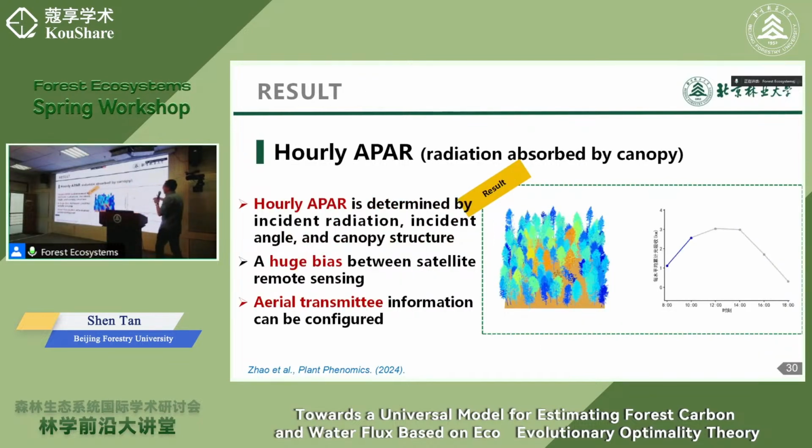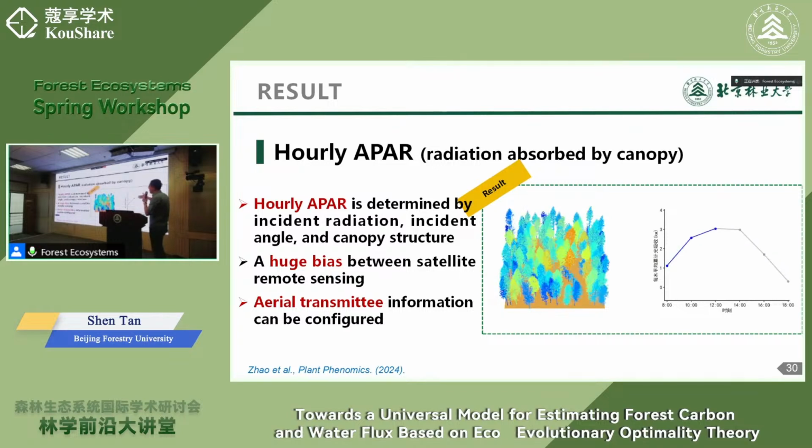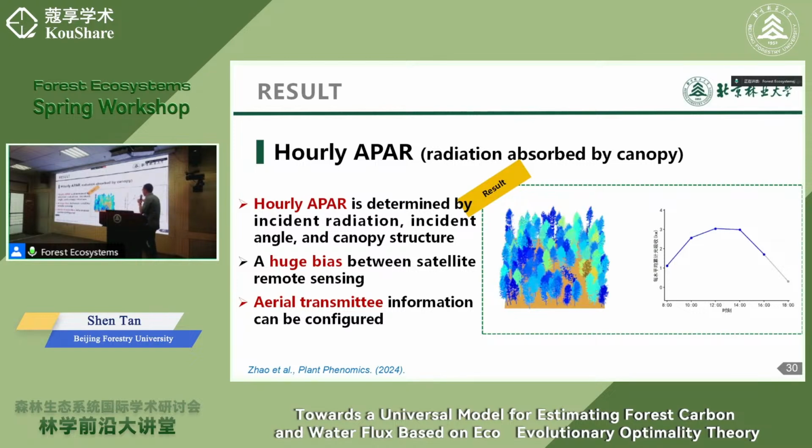And you can see this flash because we can set the incidence angle at different time steps here. Here is the time step, and then the energy absorbed by each single tree can be simulated by this model, and we can estimate the hourly energy absorbed and even minutely. But this is not useful in the modeling framework. So we just use the hourly energy absorbed by each single tree to support the modeling. And we observed a huge bias between the simulation results and the satellite remote sensing observation. And the error transmitted, determined by the weather condition, can also be configured during the simulation process.